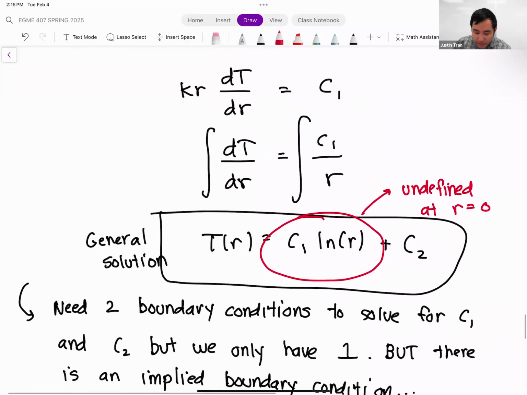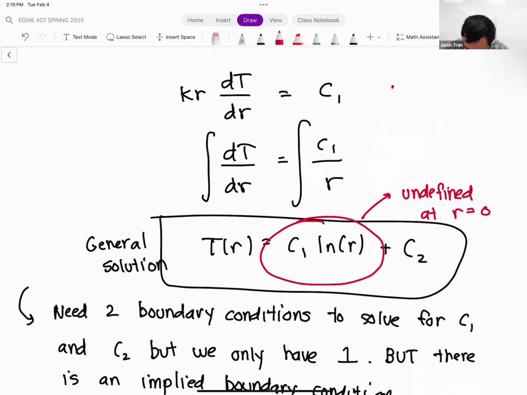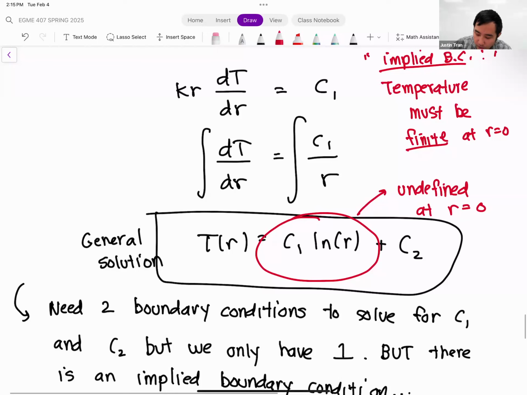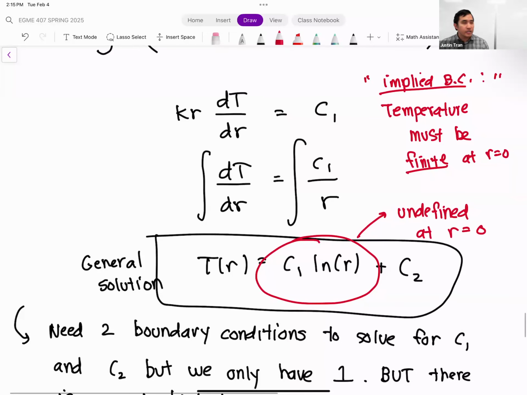So the hidden boundary condition that we have in this case is that the temperature must be finite. It must be defined; it can't be minus infinity at R equals 0. This is the implied boundary condition. So even if a problem doesn't say it, if you have a solid cylinder, and this applies to a solid sphere as well, because our domain goes until R equals 0, we have to have a defined solution there.